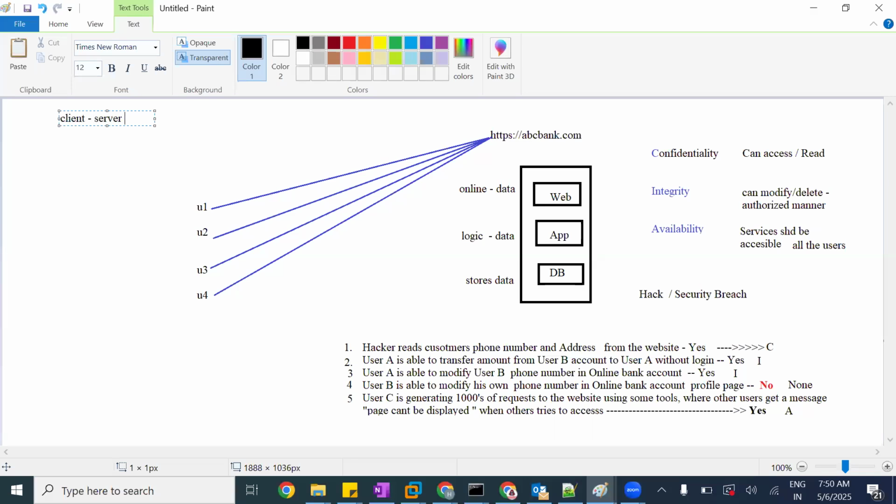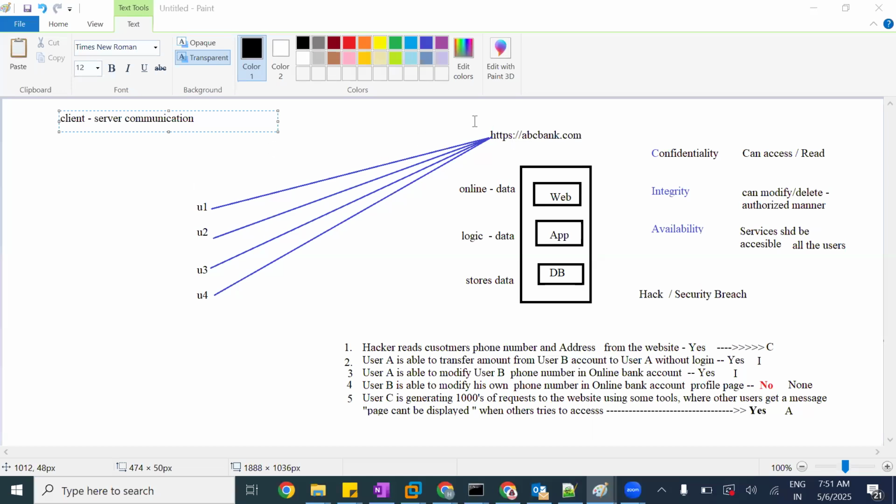Client server communication. Among this, can you guys tell me which is a device that provides services? Client provides services or server provides services? What do you guys think? Server is a device which provides services to the clients. So server will be mostly one server and clients will be n number of clients.